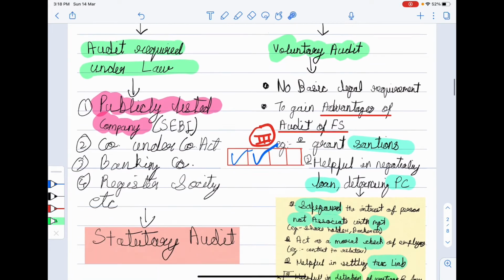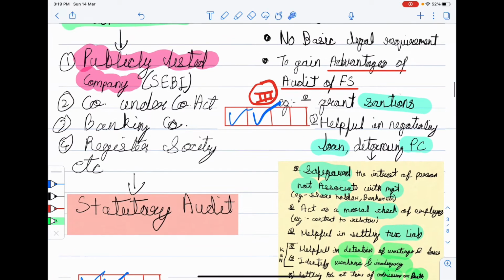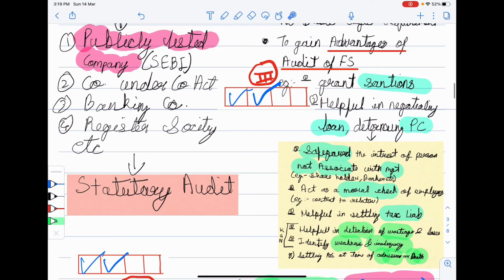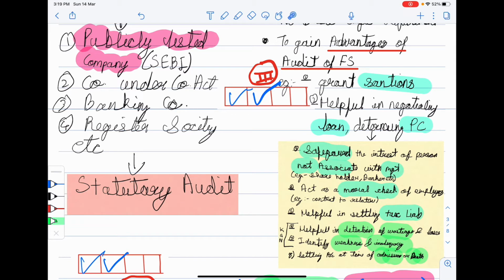There are many advantages, so we will study 8 advantages of audit of financial statements. So let's see what the advantages of audit are. First, it helps in getting sanctions. So a government company gives sanctions and tenders to a person who performs audit. Okay, so it is helpful in getting sanctions.